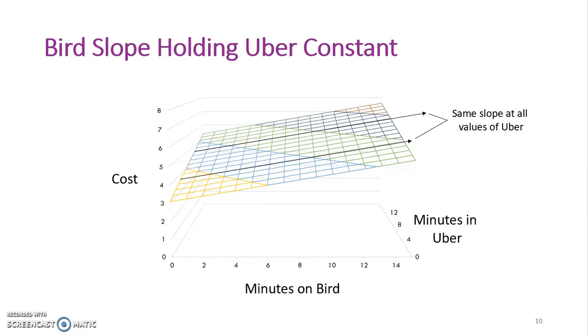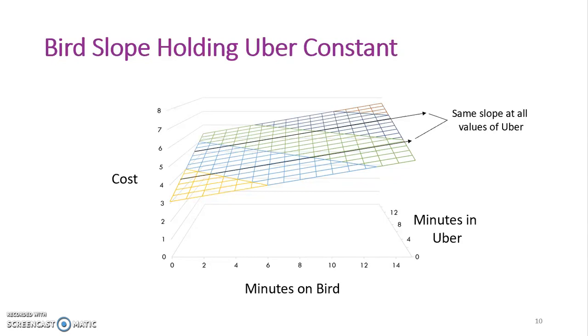So again, here is a picture of this regression plane for this example, but now we're looking at it from a different angle. So now we're looking at this regression plane essentially straight on, and we can see that cost now looks more like the traditional y-axis, and that minutes spent on the bird looks more like the traditional x-axis. And then minutes in Uber sort of extends out into the space. I've highlighted here essentially that we can see from this plane that it's angled upwards when we look at cost and minutes spent on the bird scooter.